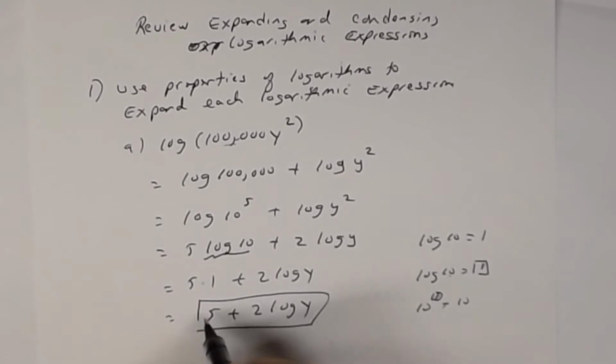Now, do not make the mistake and say that's 7. You cannot add those. Those are not like terms. That term contains the log of y. This does not. So those are two different terms. They're not like terms. All right, so there's your answer for part A.